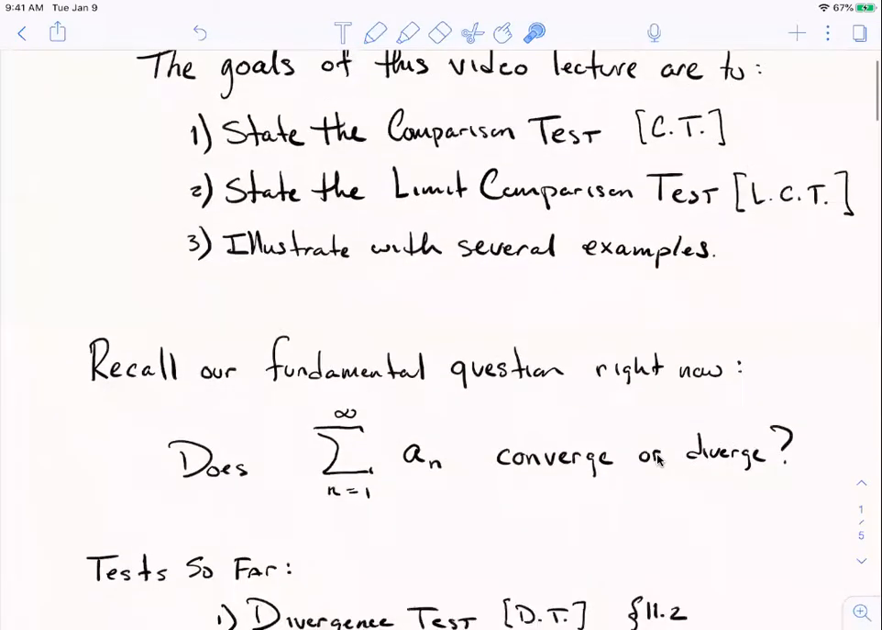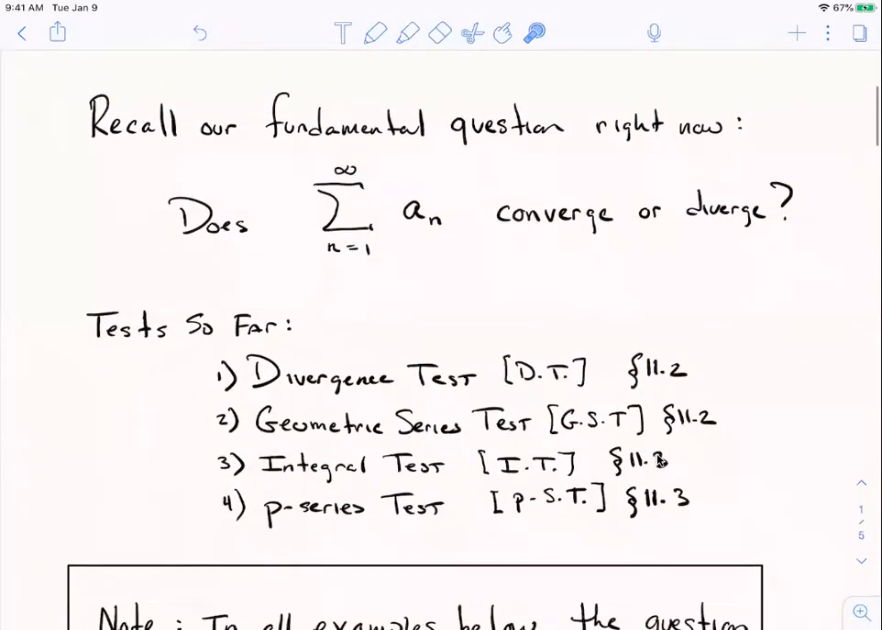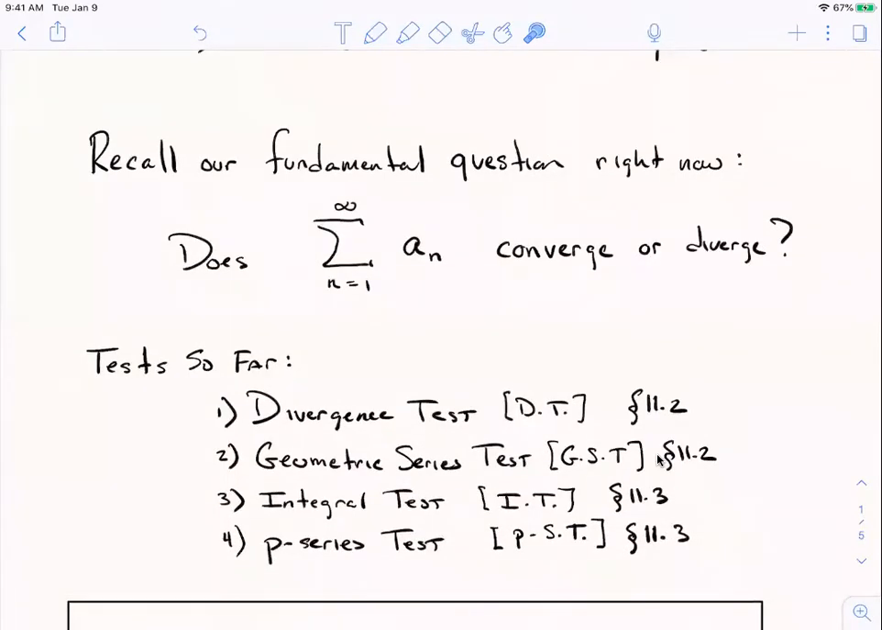All right. So maybe just as a real quick intro, let's remind ourselves what we're doing. Our fundamental question right now is: given a series whose terms are called a sub n's, does that series converge or does that series diverge? That's the fundamental question. Do the sequence of partial sums have a limit or not? And we have so far 4 tests that we can use to try to answer those questions.